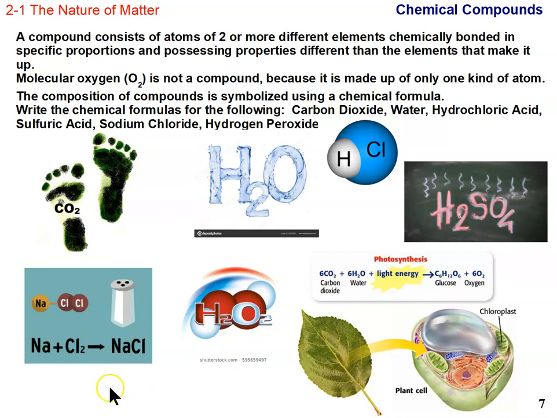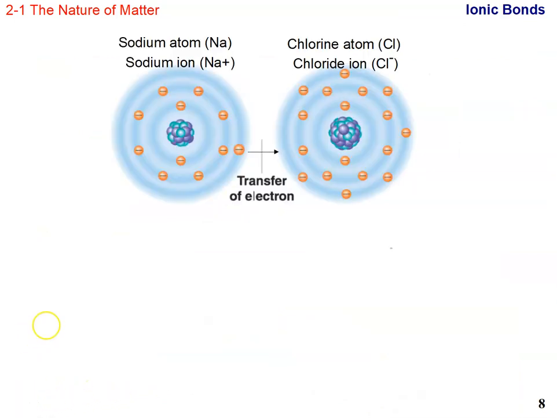So this is just an example of different compounds and also kind of introducing the idea of chemical equations. So as I mentioned, bonding involves the interaction of electrons. And there are special electrons in atoms that are involved in these interactions. They're called valence electrons. Valence electrons are the outermost electrons in an atom.